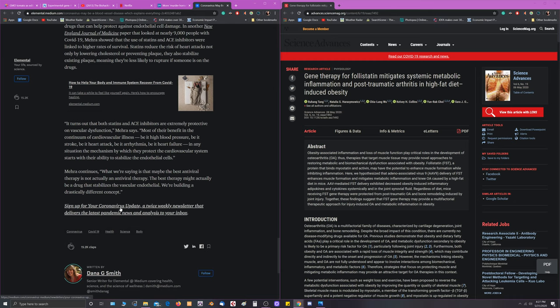So it turns out that both statins and ACE inhibitors are extremely protective on vascular dysfunction, Mehra says. Most of their benefit in the continuum of cardiovascular illness, be it high blood pressure, be it stroke, be it heart attack, be it arrhythmia, be it heart failure, in any situation, the mechanism by which they protect the cardiovascular system starts with their ability to stabilize the endothelial cells. Mehra continues, what we're saying is that maybe the best antiviral therapy is not actually an antiviral therapy. The best therapy might actually be a drug that stabilizes the vascular endothelium. We're building a drastically different concept.